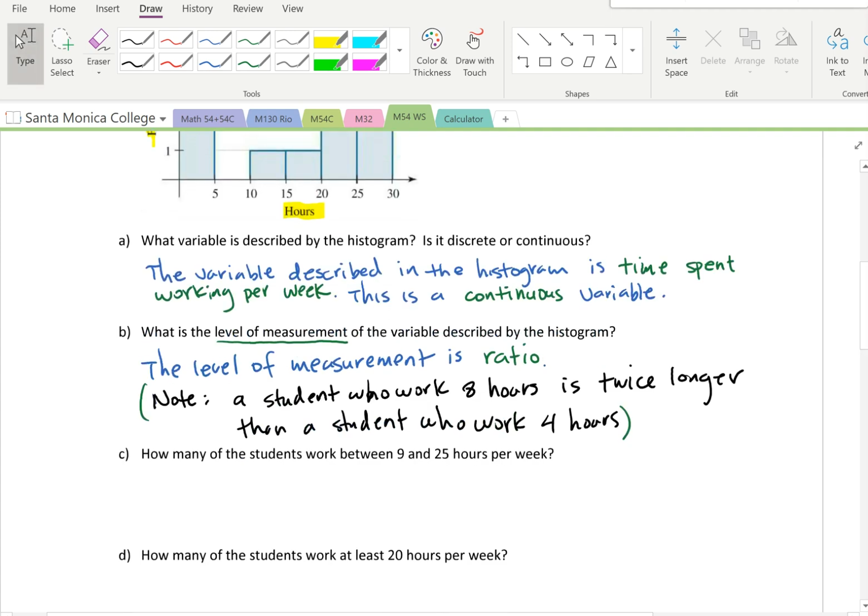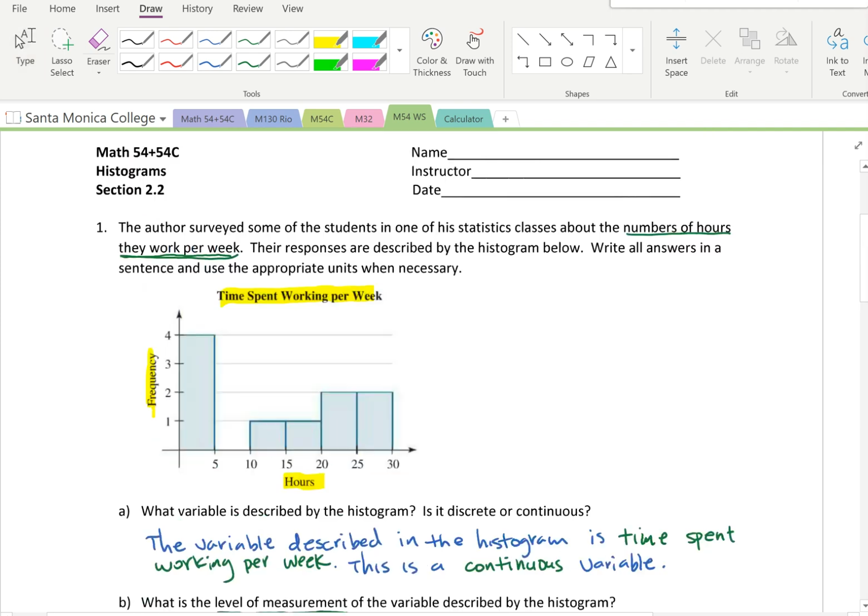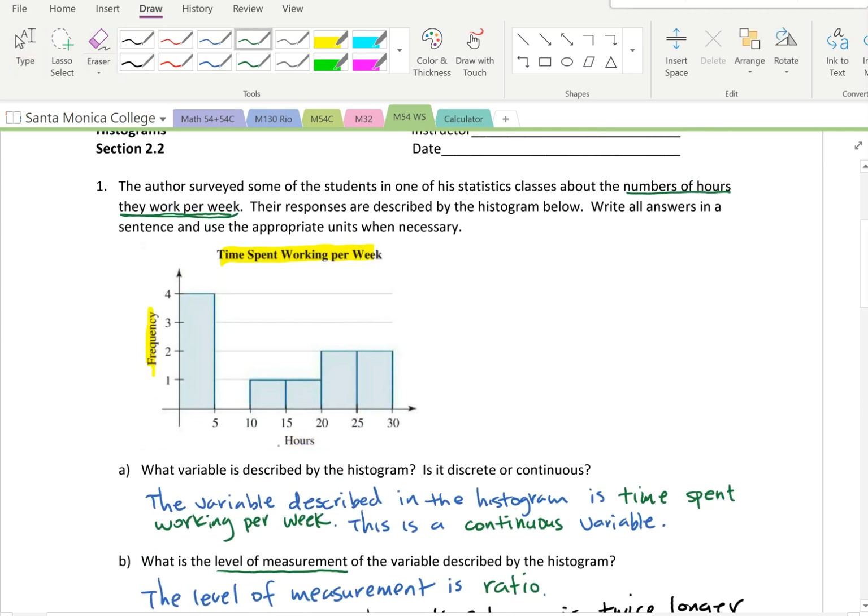Part C, how many of the students work between 9 and 25 hours? Okay, 9 and 25, let's look for it. The horizontal axis here is hours, 9 to 25. So again, let's think about how we label histograms. We label with the lower class limit. Notice that from here to here is 0 to 4, from here is 5 to 9, and then this one begins at 10 to 14.